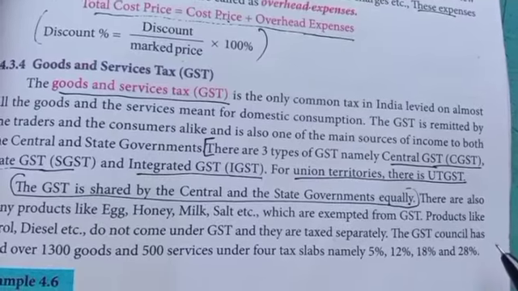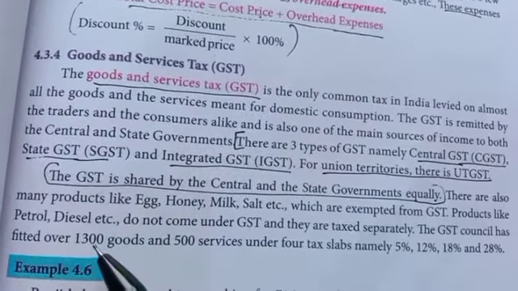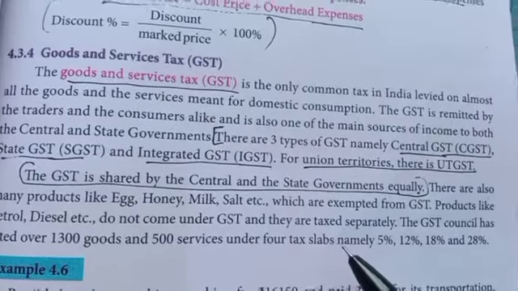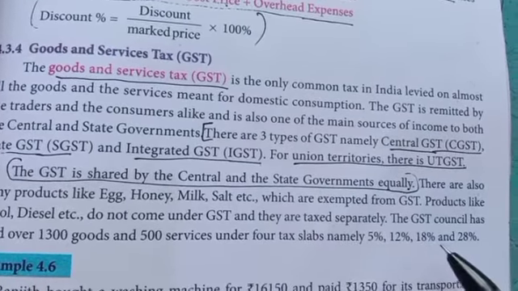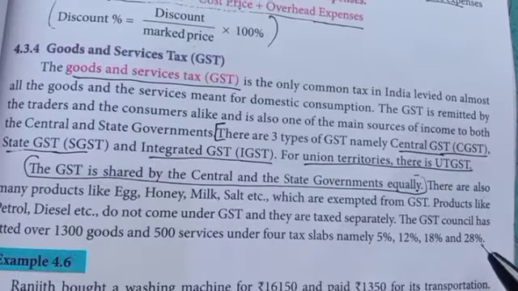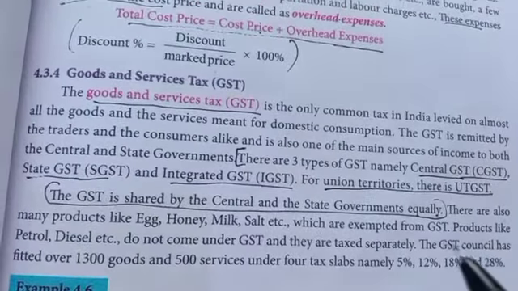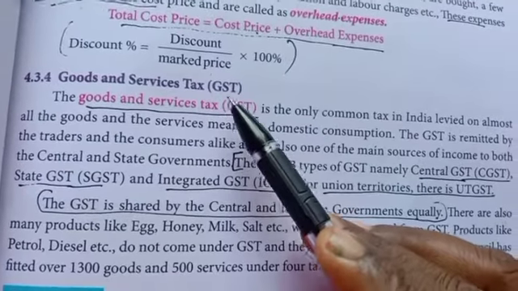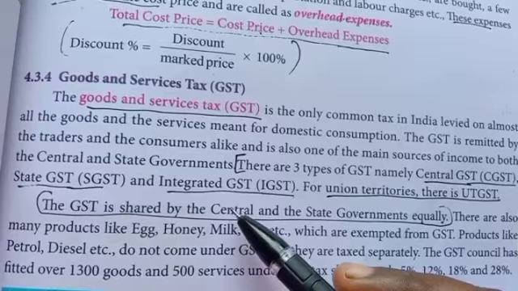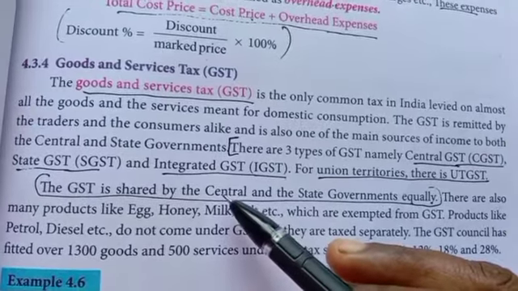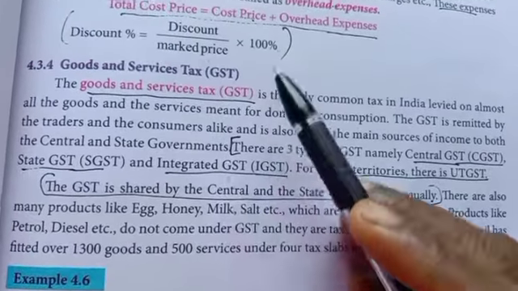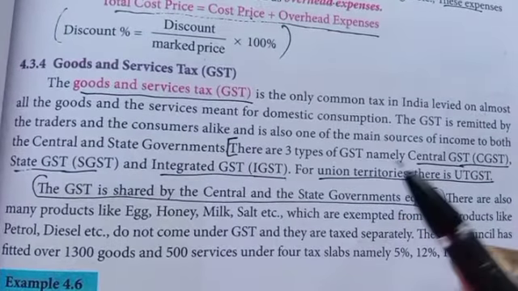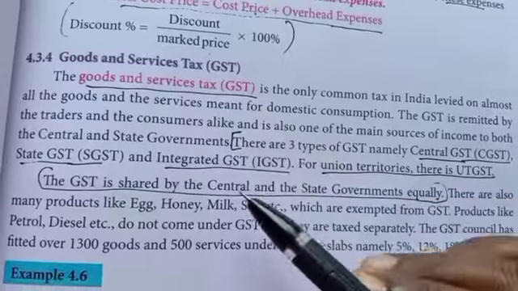The GST council has fitted over 1300 goods and 500 services under 4 tax slabs, namely 5%, 12%, 18% and 28%. Students, if you need some more details related to this GST, you have to search on the internet and collect the information. This is enough for our 8th standard topic. If you need any more details, you have to refer to the internet.